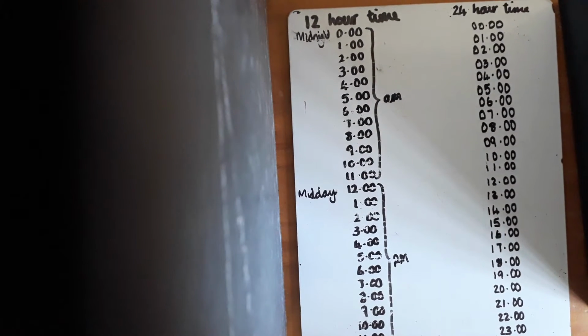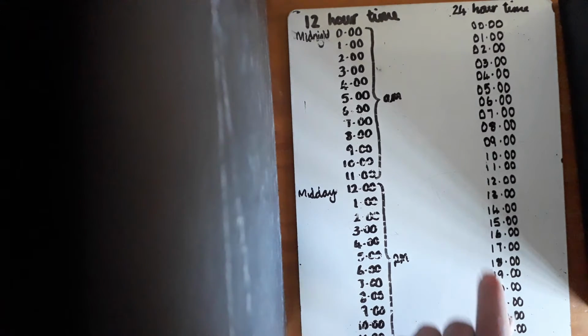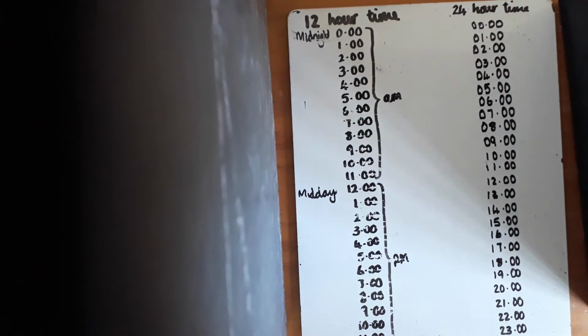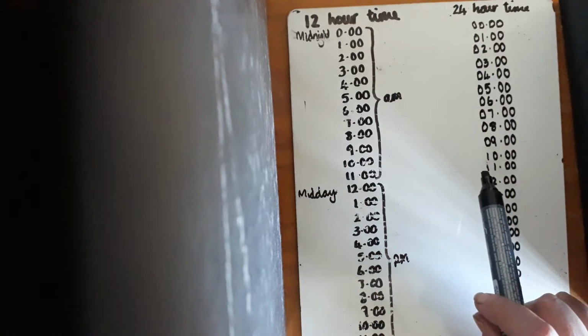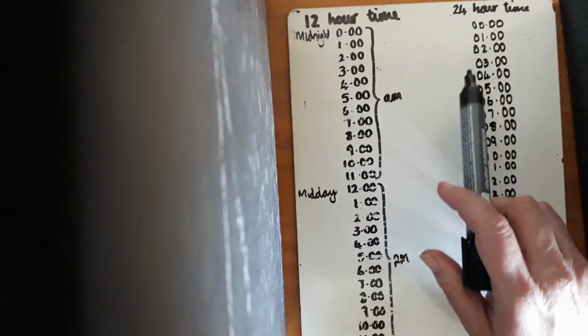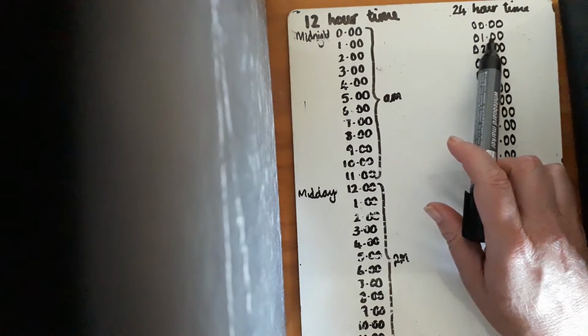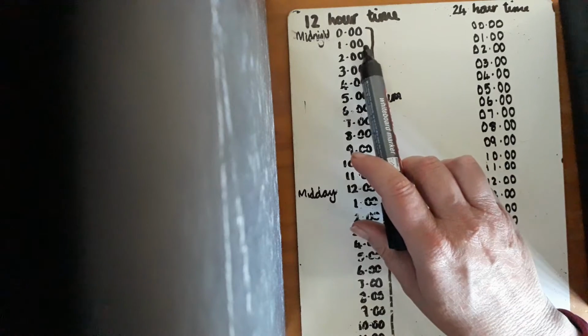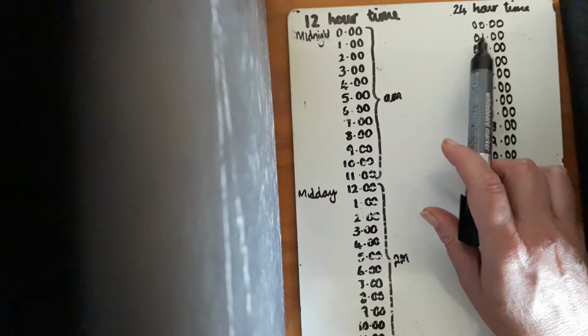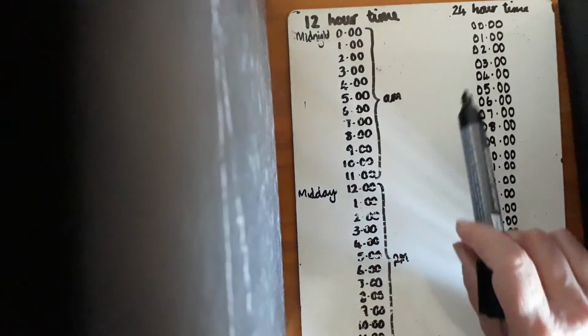Okay, so one of the other differences that you should have noticed is that 24-hour time always is written with 4 digits. Okay, so 24-hour time, if it is 1 a.m. in the morning, would be written as 0100. Okay, it is always written with 4 digits.